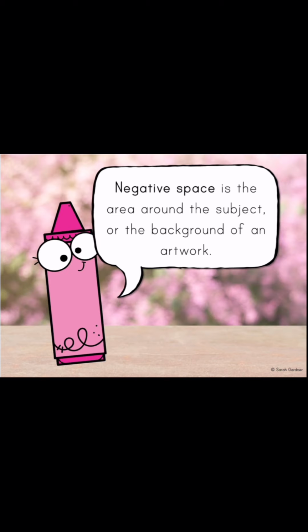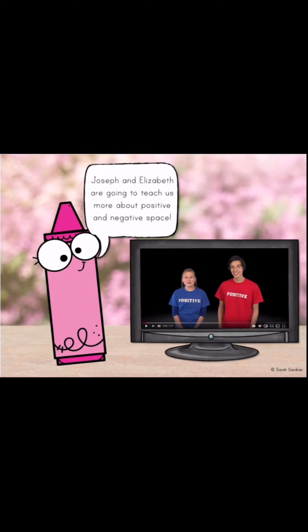For example, we have our little crayon here, and our crayon is our main subject and the space around it is the background, right? So our main subject would be positive, the crayon is positive, and the negative space is the background. Let's go ahead and look at what Joseph and Elizabeth are going to teach us, and let's watch very carefully.